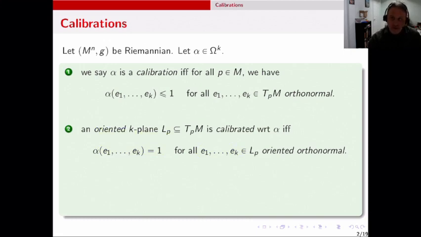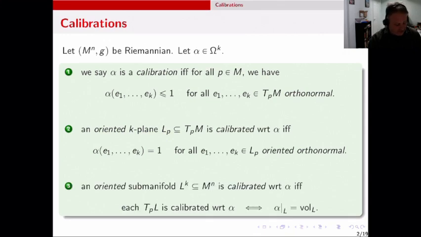And then finally, we can define what it means for an oriented k-dimensional submanifold to be calibrated with respect to alpha. So if we have an oriented k-dimensional submanifold of M, we're going to say that it's calibrated with respect to alpha if each of its tangent spaces is calibrated with respect to alpha. Each of its tangent spaces is a k-dimensional subspace with an orientation because our submanifold is oriented. Okay? And we just defined in part 2 here what it means for each of these tangent spaces to be calibrated. And it's easy to see that an equivalent characterization of being calibrated is that the restriction of alpha to the submanifold L is equal to the volume form.